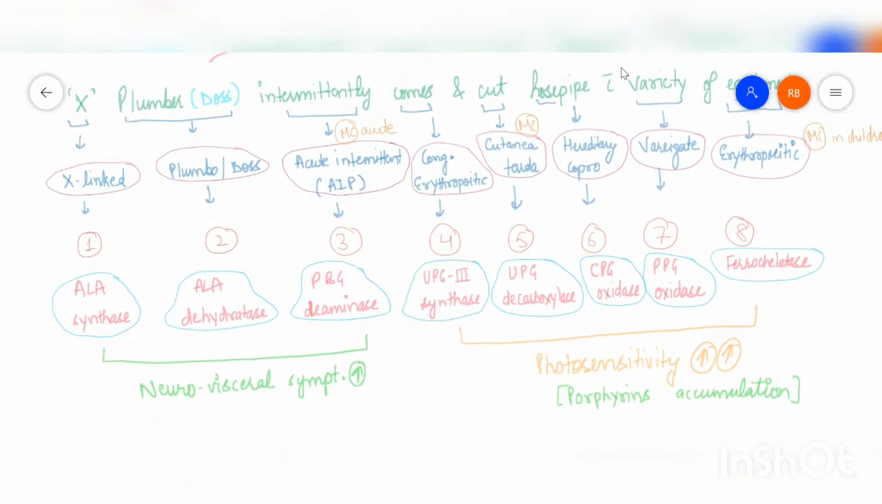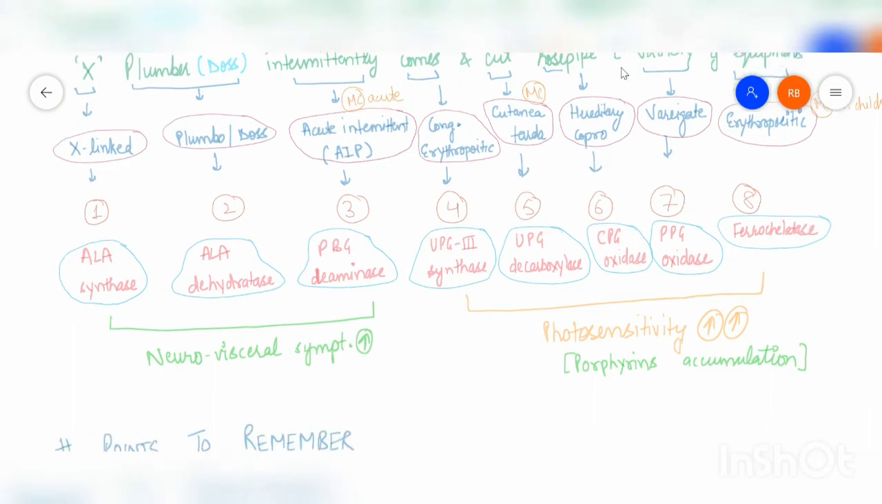Just remember here, the more the later half of the cycle enzymes are defective, the more will be the photosensitivity due to porphyrin accumulation. So after the fourth step, or from the congenital erythropoietic porphyria, there will be more photosensitivity, and up to the acute intermittent porphyria, there will be more of neurovisceral symptoms.